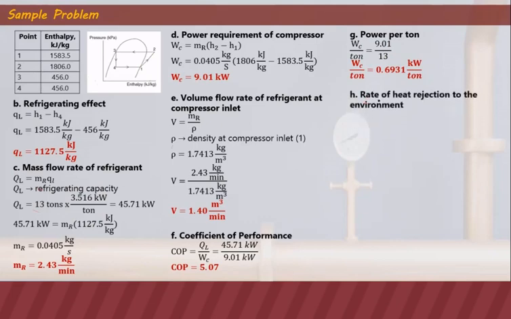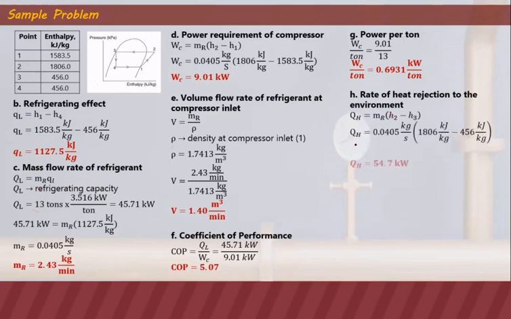And then the next one is the rate of heat rejection to the environment. If you analyze it, the part that involves rejection to the environment is the condenser, and that is between points 2 and 3. Since this is a rate, we will use kilowatt. The big Q, or QH, is equal to the mass flow rate of refrigerant times the change of enthalpy between points 2 and 3.